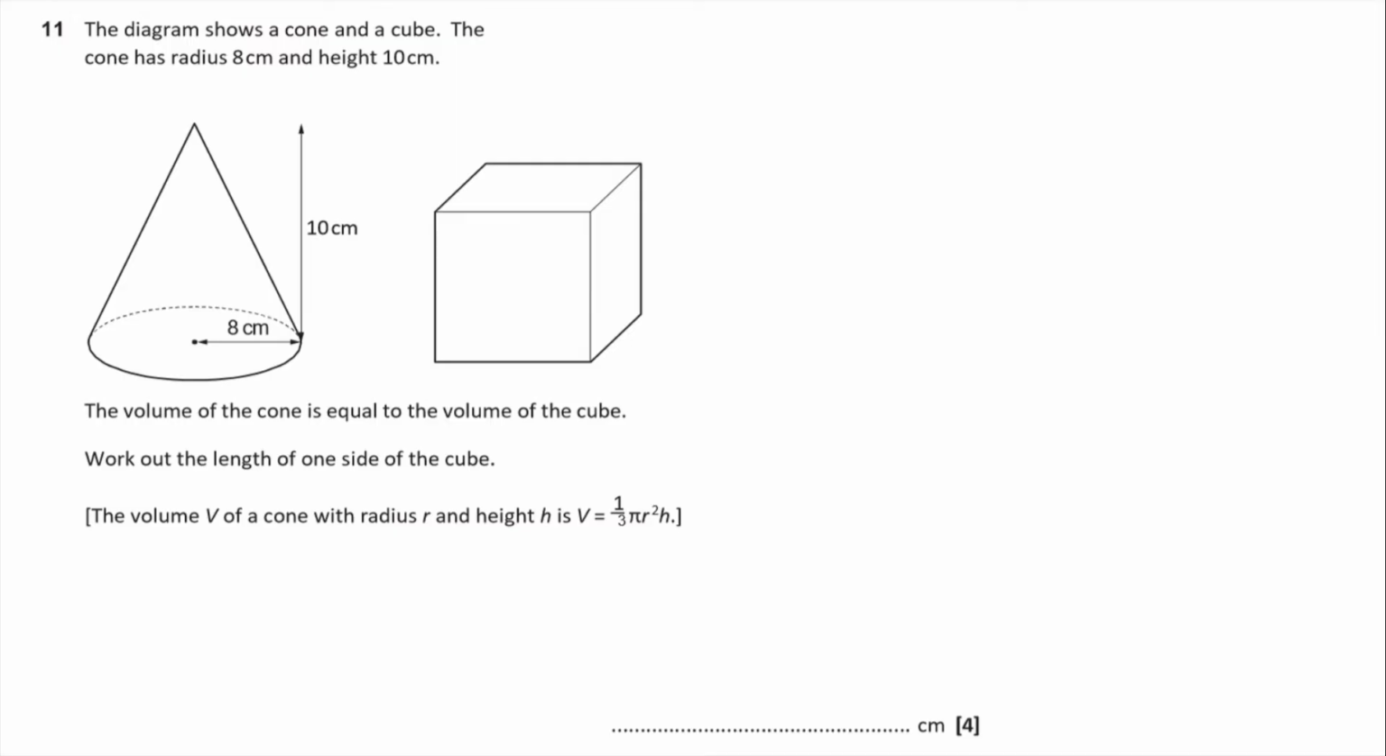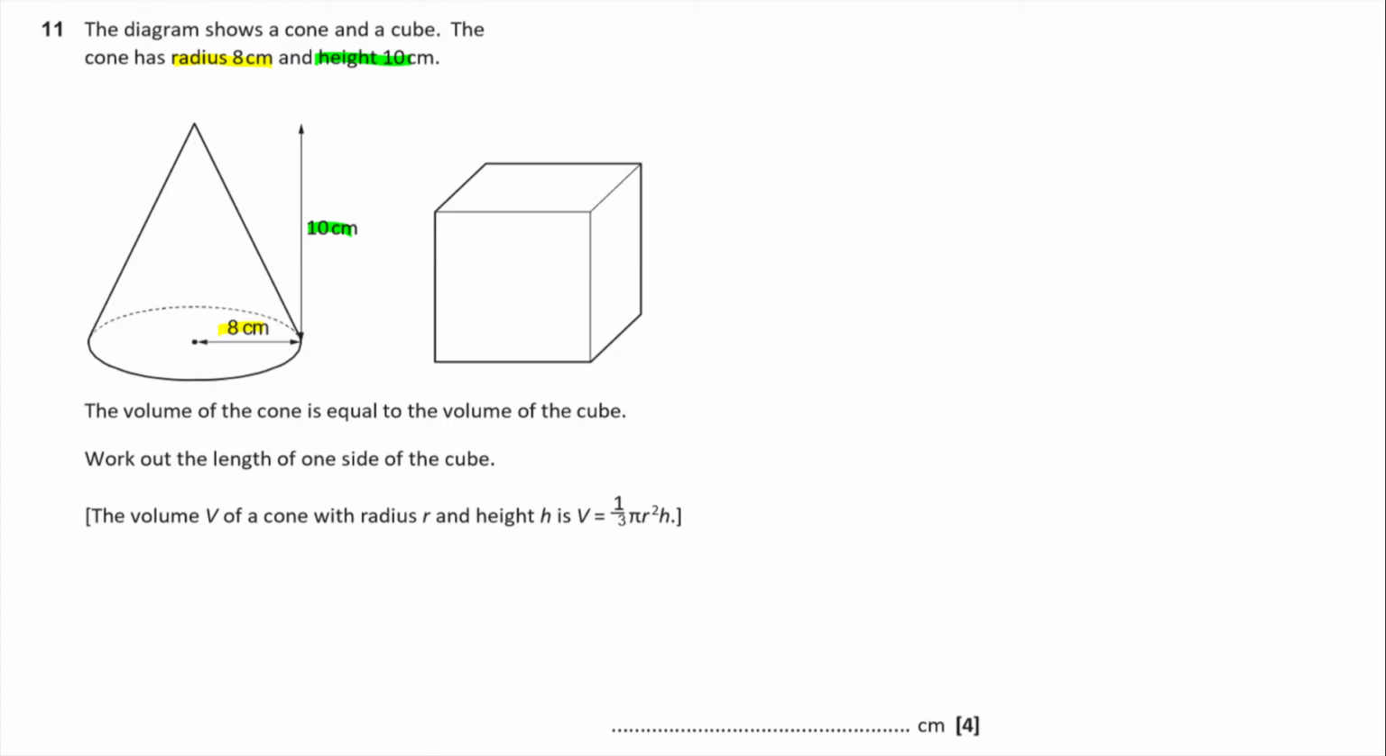Okay, so we've been given the formula for the cone. You should probably know the formula for the volume of a cube. It's just L cubed, where L is the length of one side. So we should be able to sort this out, shouldn't we? Okay, so what we've been given: the cone radius is 8 and the height is 10. That's also on the diagram there, look, 10 and 8.